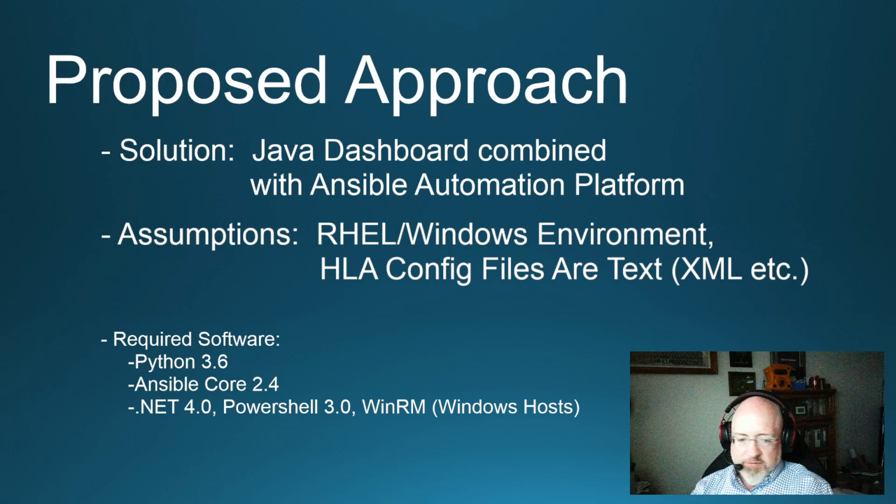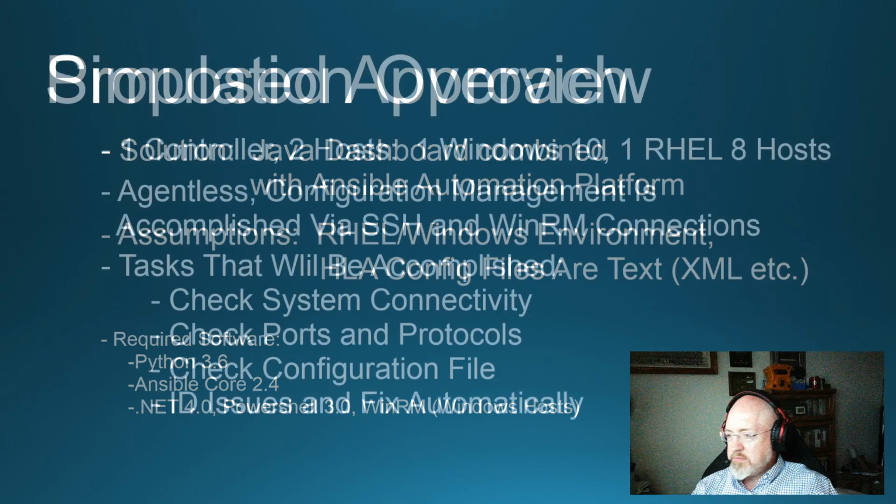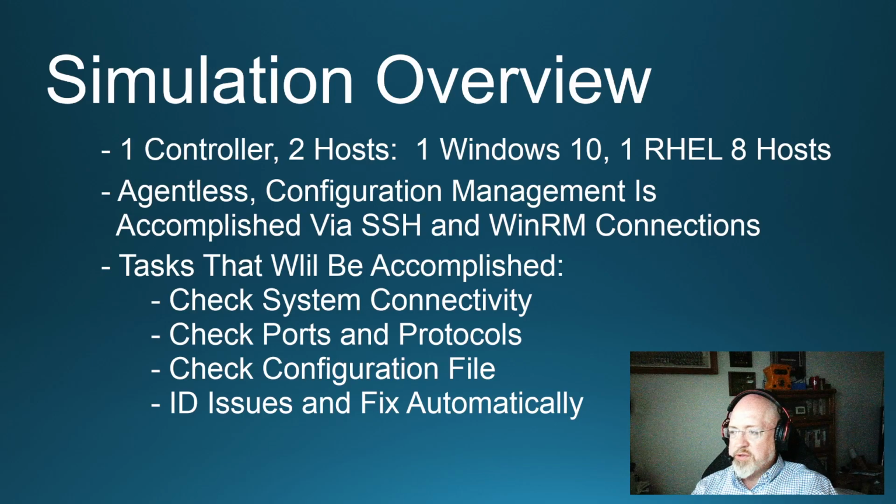The required software for this system is Python 3.6, Ansible Core 2.4 as a minimum, and then for the Windows host, they have to be running .NET 4.0, PowerShell 3.0 at a minimum, and WinRM as well. And there is a special PowerShell file that is used to configure those hosts to take a lot of those steps out.